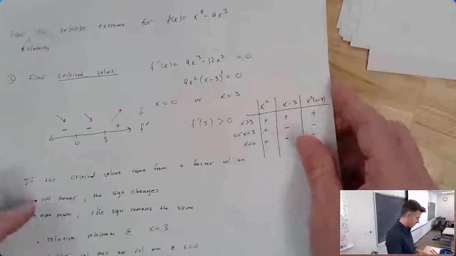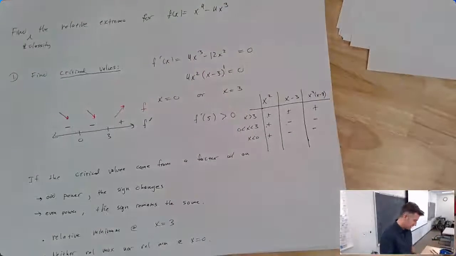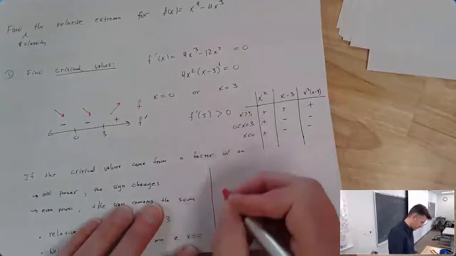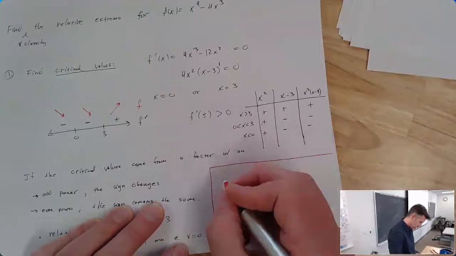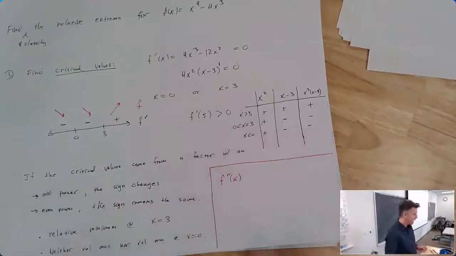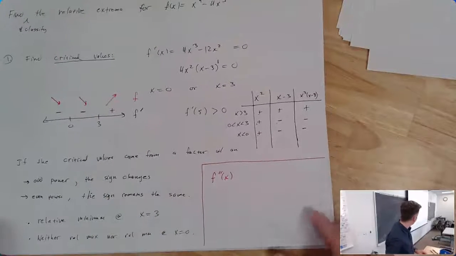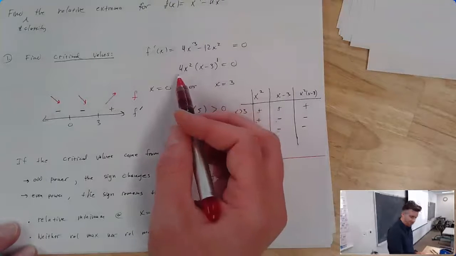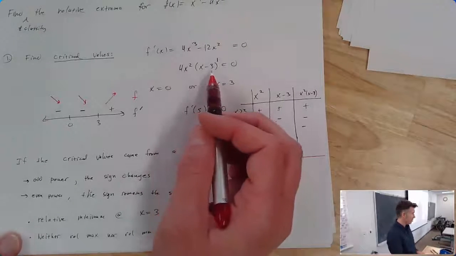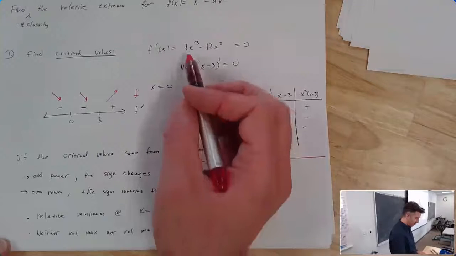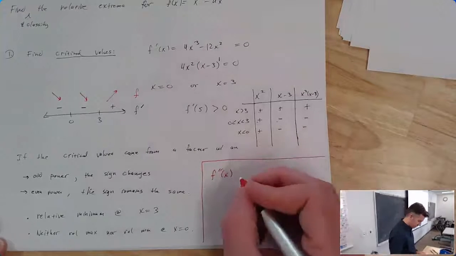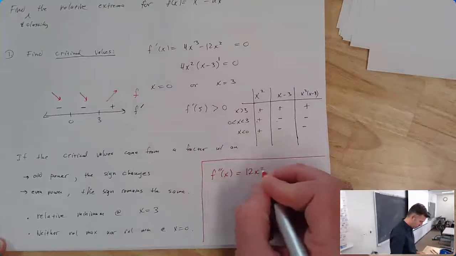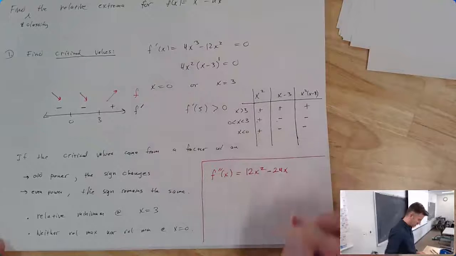So we're looking at this function, x to the fourth minus 4x cubed. If we talk about the second derivative for a second, I usually think it's easier to find the second derivative in the not factored form. It depends really, but I'm not going to do the derivative of 4x squared times x minus 3. I don't want to use the product rule. I'm just going to take the derivative of 4x cubed minus 12x squared. So my second derivative is going to be 12x squared minus 24x.